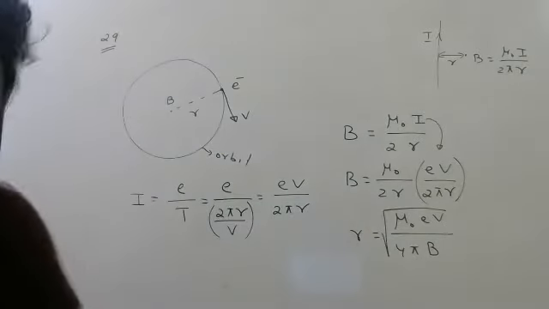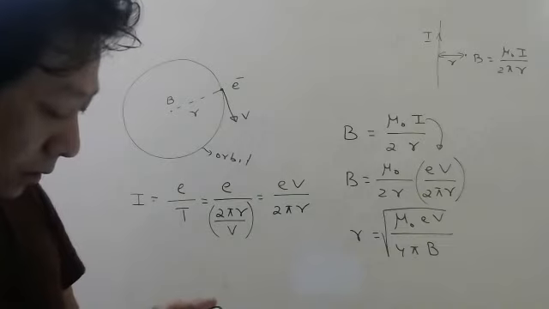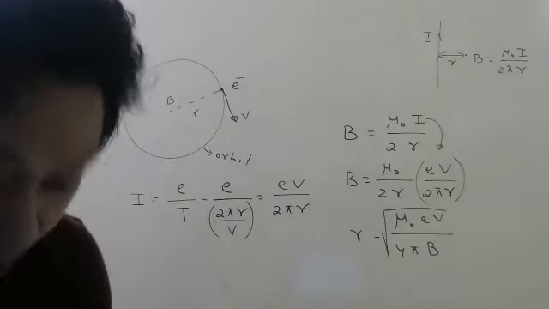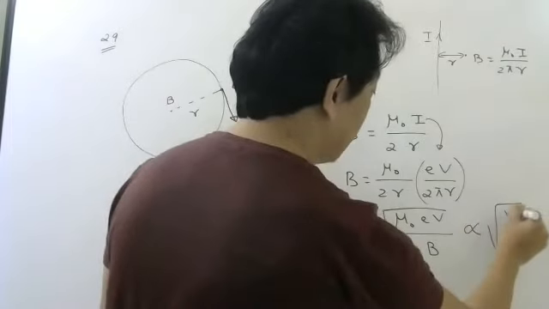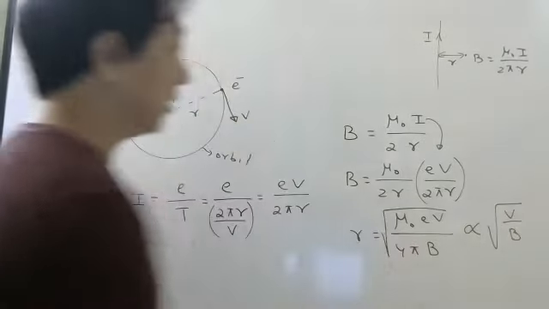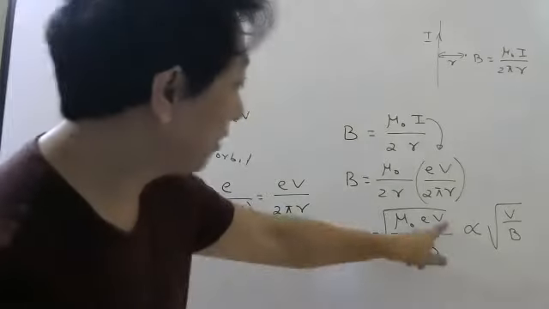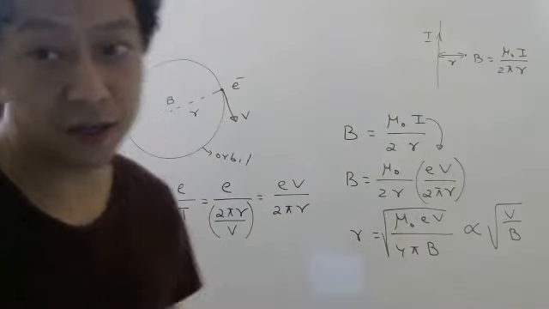So in the question they are asking, the radius of the circle is proportional to what? It is very clear now. It is proportional to square root of B by B, because other factors are constant.